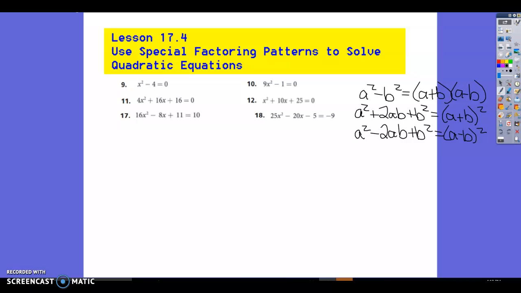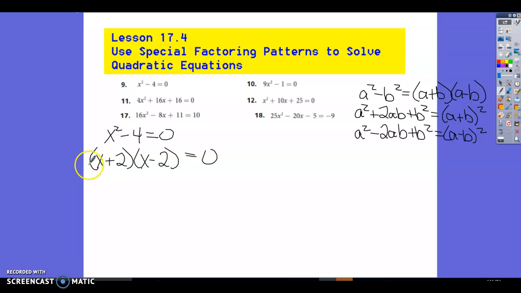Lesson 17.4, we're going to do some extra examples just of solving by factoring. So for number 9 here, it says x squared minus 4 equals 0. If you remember, this is a difference of perfect squares. I've got the formula here for you to reference. So we're going to go x plus 2, x minus 2 equals 0.